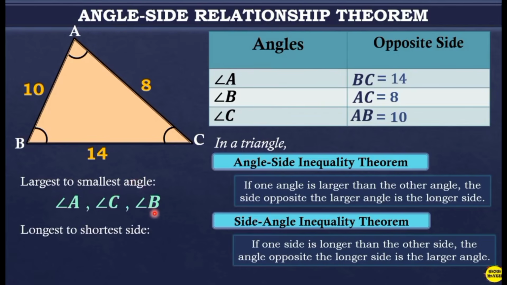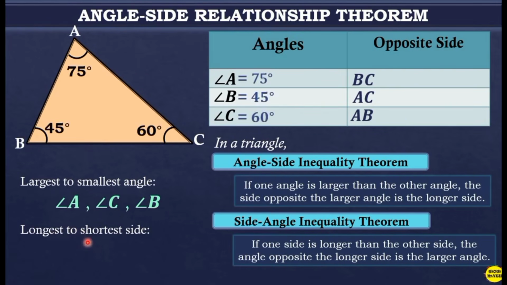Next, makukuha rin po ba natin ang longest to shortest side kung ang given lang po ay yung mga angles ng ating triangle? Yes. Paano? Kung ano po ang longest side, yun po ay laging katapat or opposite ng ating largest angle. Kung ano po yung shortest side, yun po ay opposite ng ating smallest angle.